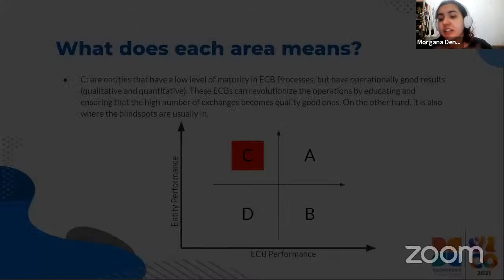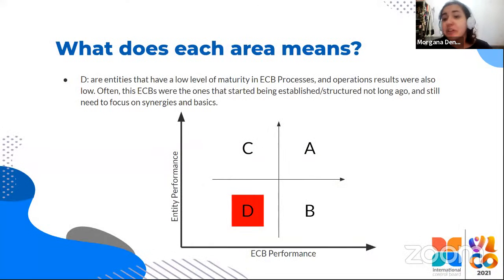And the D area is generally the entities that have low maturity in ECB processes, and the operational results were also low.